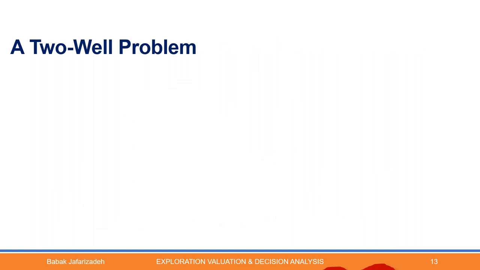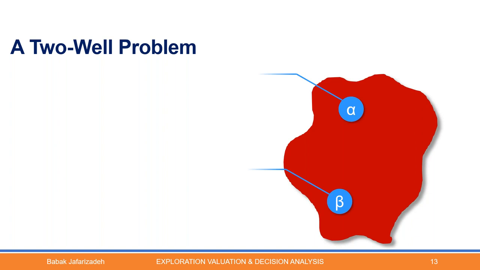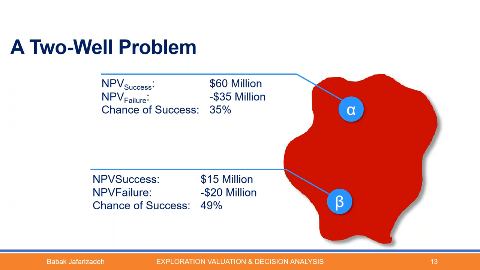Let's assume that we have a common area and we have identified two exploration targets. Just to make life easy for you, I have already calculated the elements that we need to include in the decision tree. So for prospect alpha at the top, we have the NPV of success, the cost of drilling, $35 million, and a chance of success, 35%. For prospect beta, we have also the NPV of success, $15 million, cost of drilling, $20 million, and the chance of success is almost half, 49%.